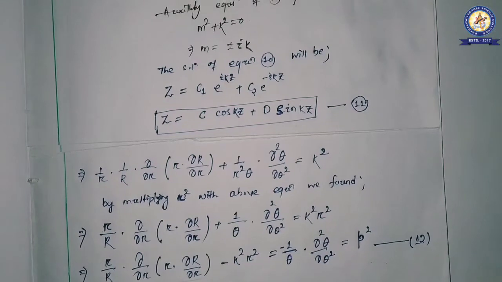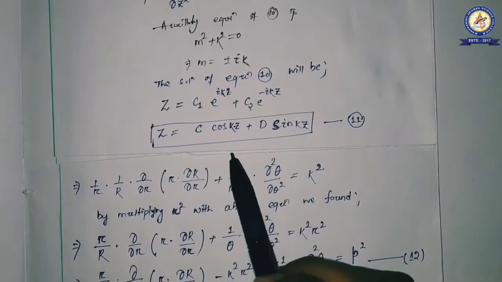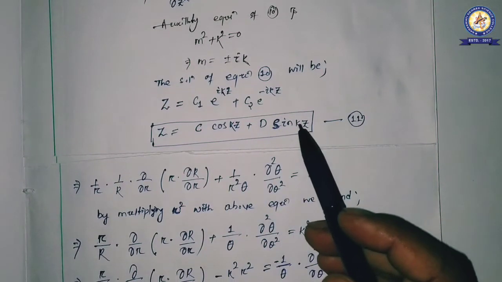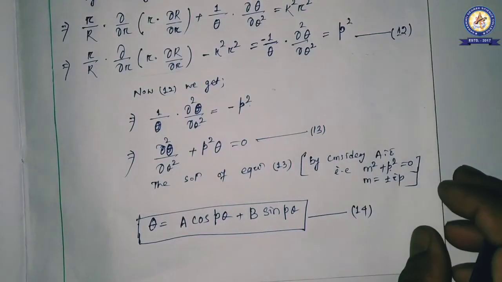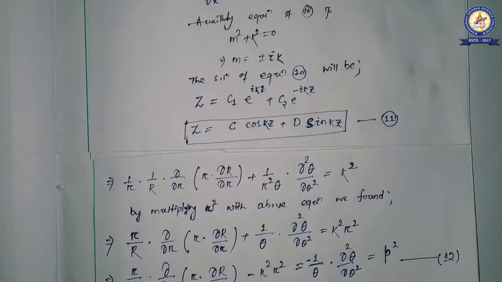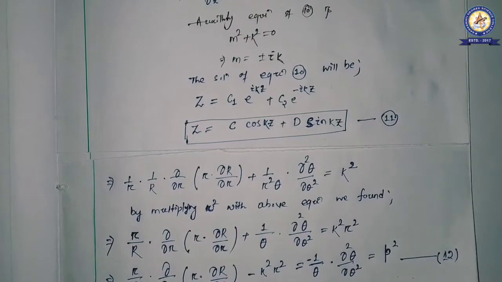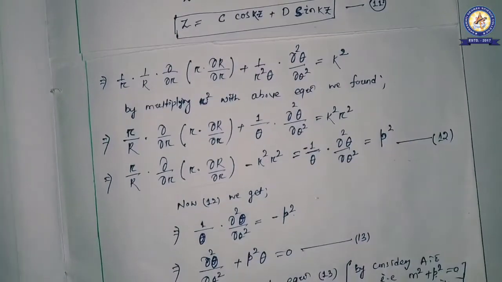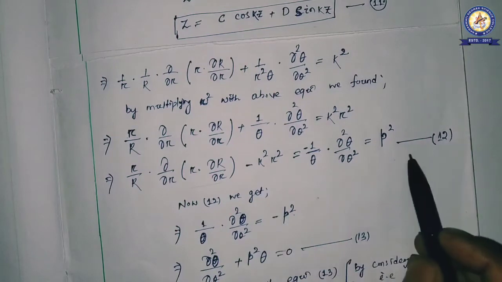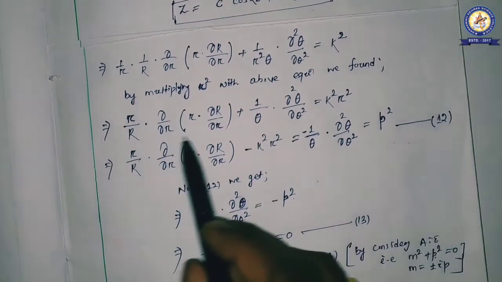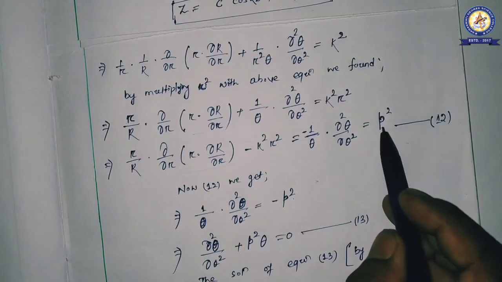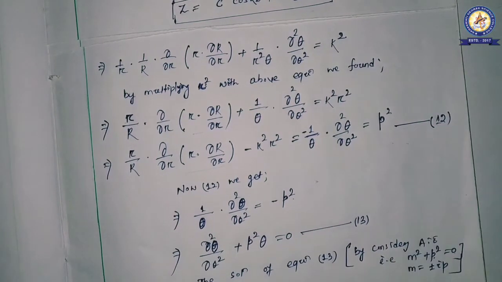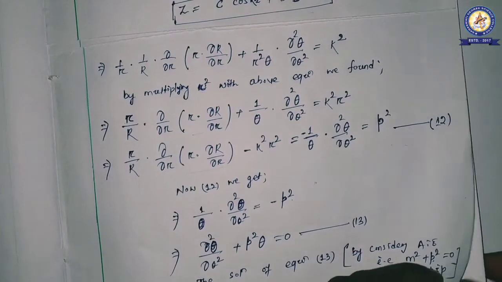So up to this point we found the two independent solutions, belonging to Z and belonging to Z. So our last work is that we have to find the solution belonging to R. That means we have to consider equation number 12, that this part will be equal to p square.